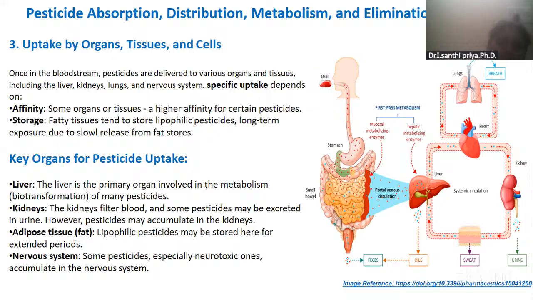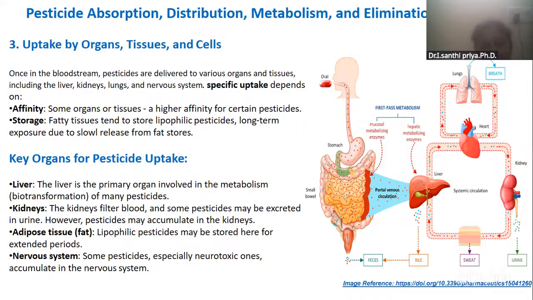And key organs for pesticide uptake. The major organ which takes up the pesticides is primarily the liver, as it is involved in metabolism, where biotransformation happens, not only of pesticides but also of drugs and chemicals. Coming to the kidneys, they filter blood and some pesticides may be excreted in urine. However, pesticides may accumulate in the kidneys as well, causing kidney toxicity.